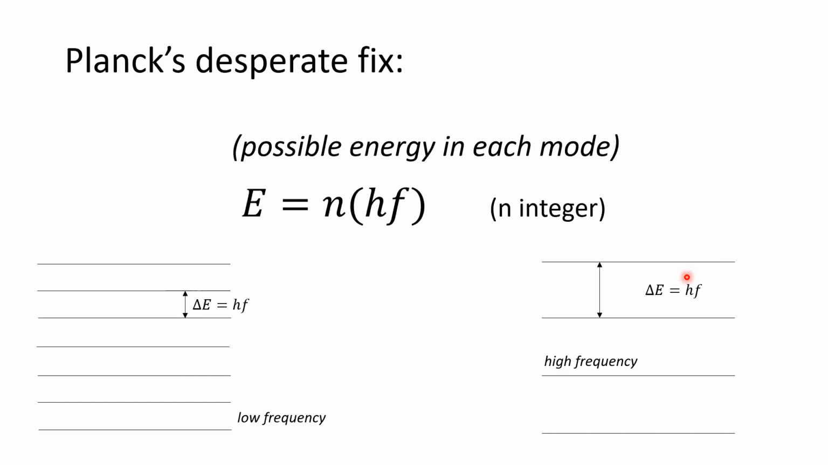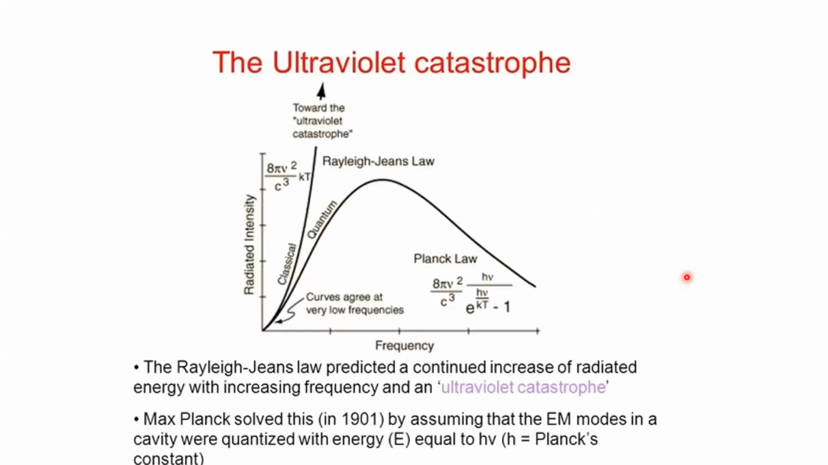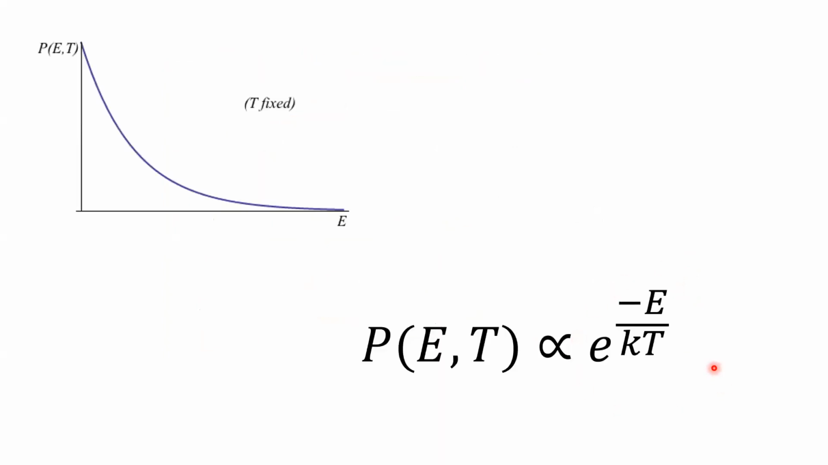So all he had to do, it turns out, was to make that assumption and then go back to the business of counting the number of modes and calculating the average energy using the probability of each particular energy. But this time, the possible energies that went into the integral were discrete. It wasn't a continuous variable.